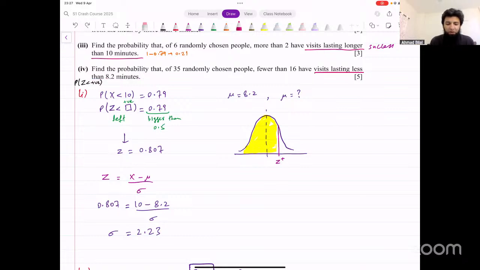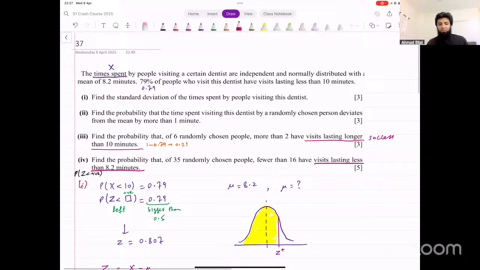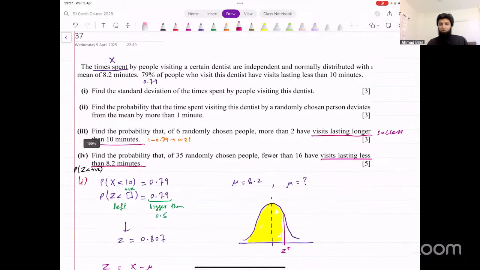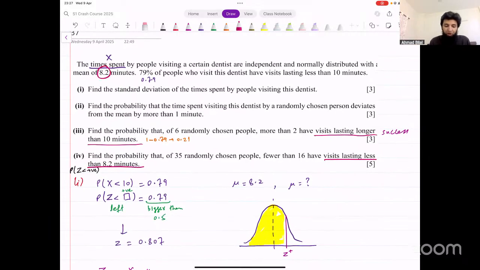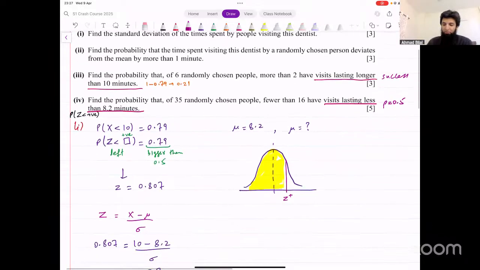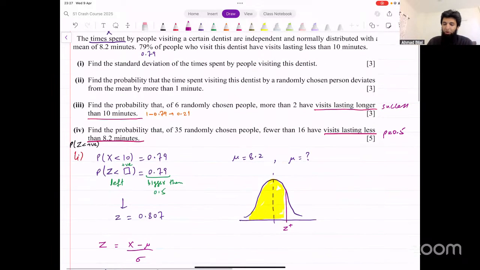What's the probability of a visit lasting less than 8.2 minutes? 0.5, right? Because 8.2 was the mean. Probability of being on either side of the mean is 0.5. So the probability of success is 0.5. So the last part here as well, that is a binomial distribution where n is 35, and probability of success is 0.5.